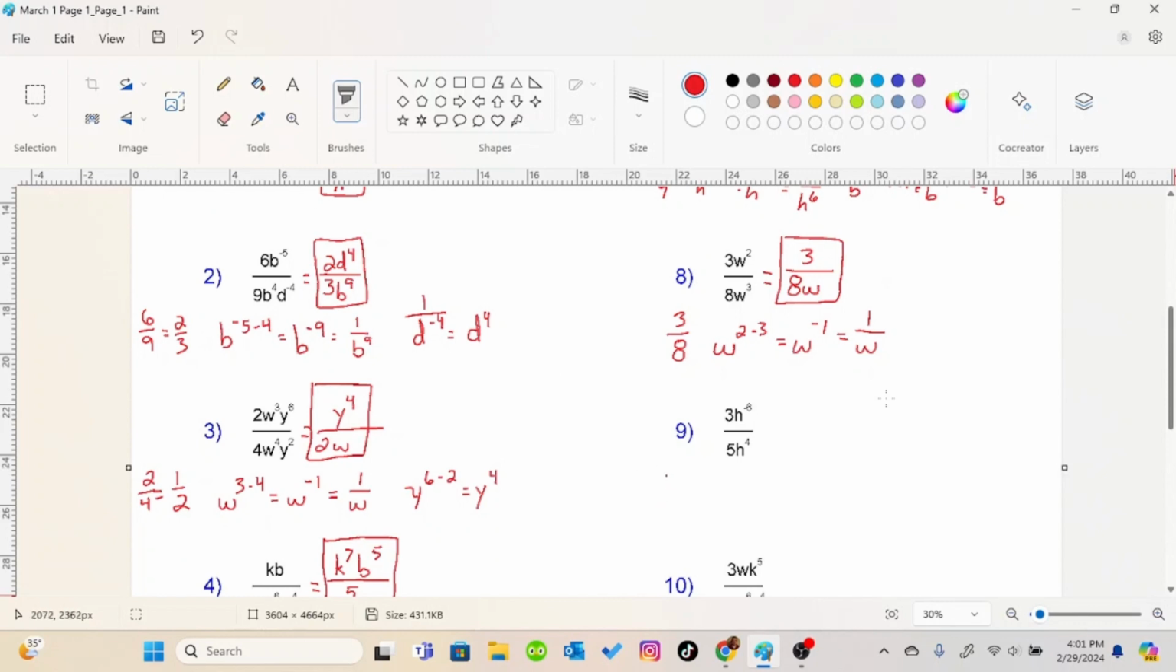Number 9. For the number portion, we have 3 over 5. For h, we have negative 6 minus 4. Negative 6 minus 4 is negative 10. And to make that positive, we have 1 over h to the power of 10. Now we put these together, and on the top we have 3, and on the bottom we have 5h to the power of 10. And that's our final answer.